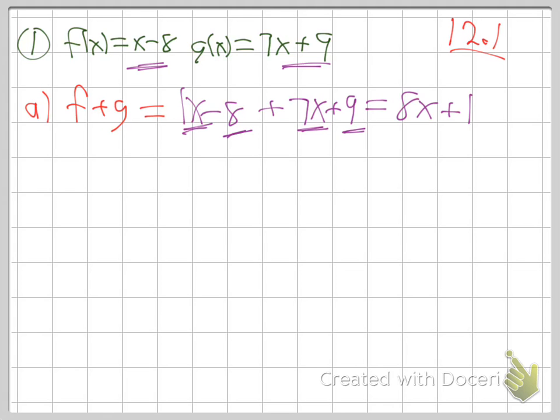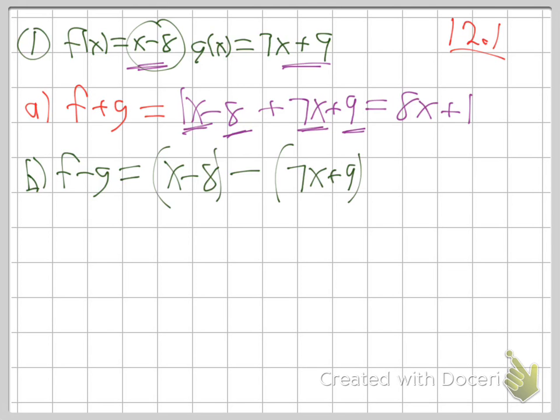So then part B says f minus g. So now you take function f, subtract, and you got to put parentheses so that you subtract all of g. See what I'm doing there? f minus g, subtract the functions. So what do we do when there's a negative in front of a parenthesis? Distribute through. So that'll be x minus 8 minus 7x minus 9.